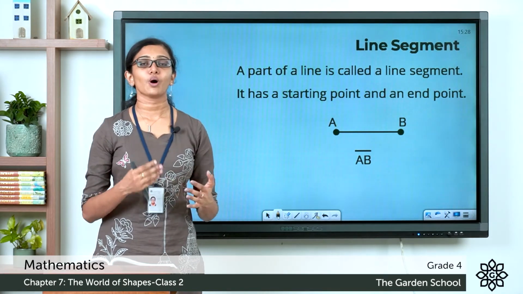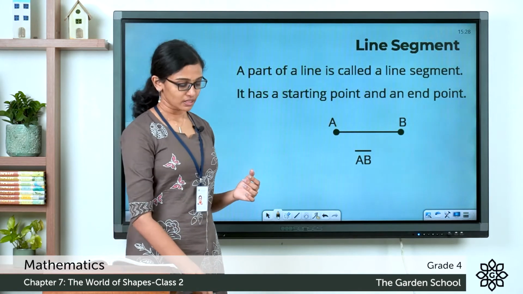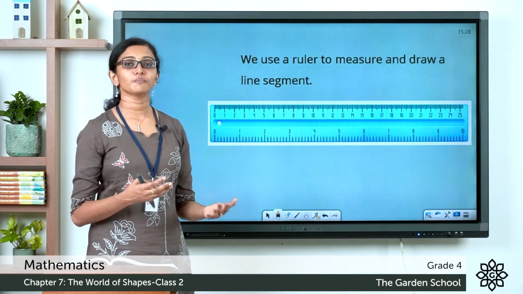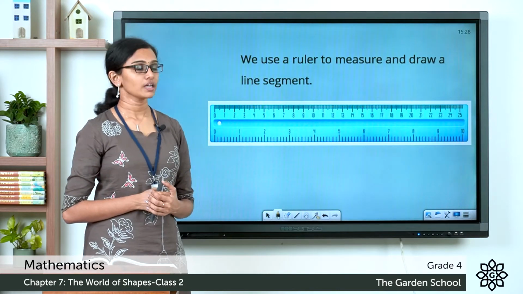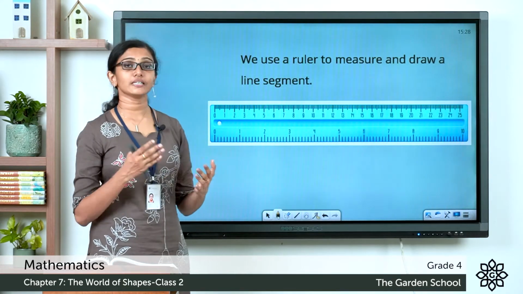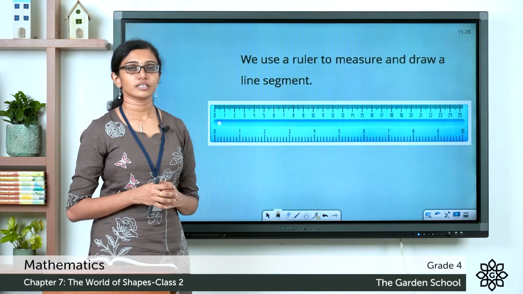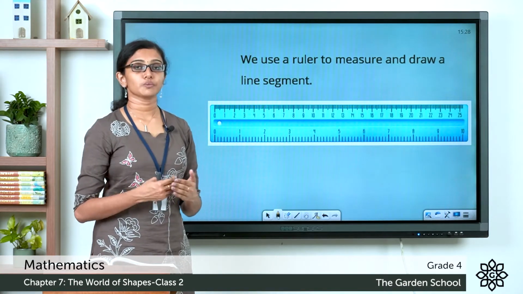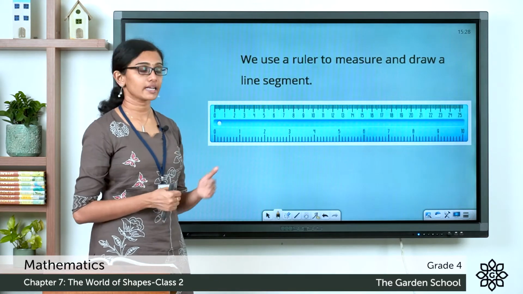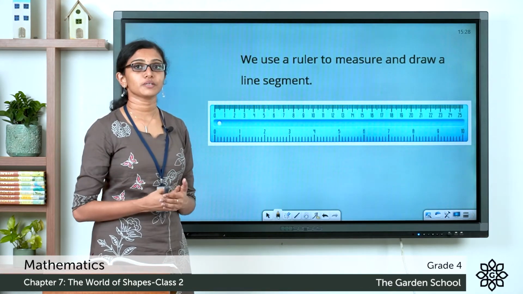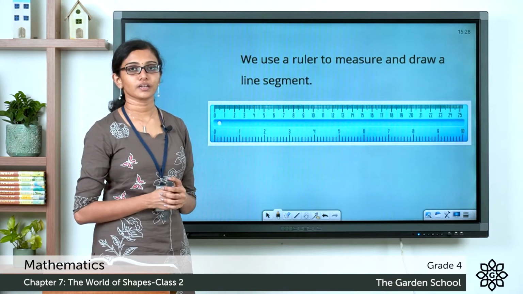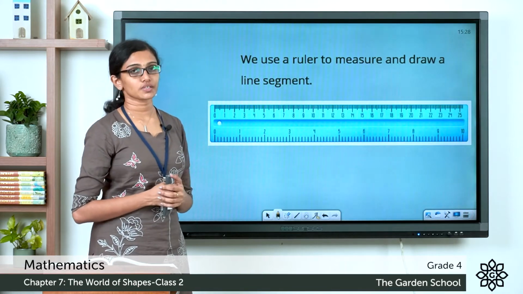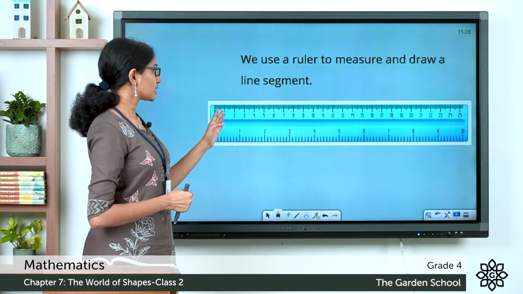So I hope all of you have your ruler with you. Here you can see the picture of a ruler. We use a ruler to measure line segments. And on the ruler, you can see divisions marked on it. There are markings on both sides, and one side represents measurements related to centimeters and the other side represents measurements related to inches.